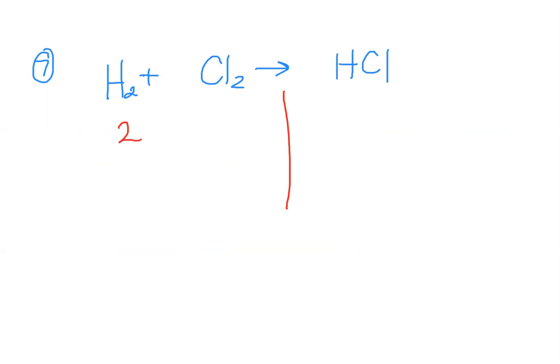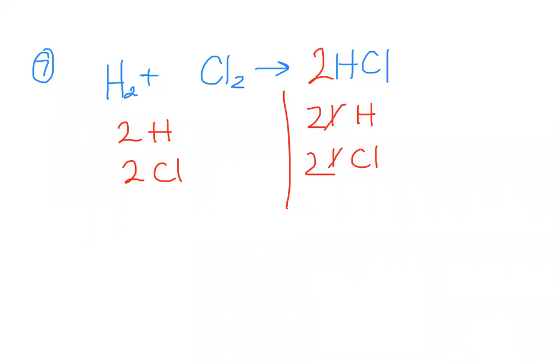We've got 2 hydrogen. We've got 2 chlorine. Over here we have 1 hydrogen, 1 chlorine. Let's put a 2 in front of here. That gave us 2 of both of those, and everything's balanced. That one was really easy. Okay, let's look at number 8.